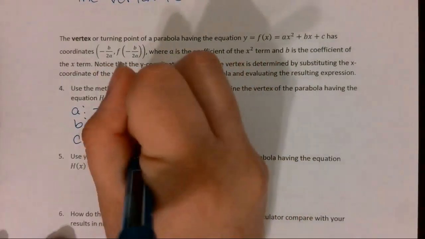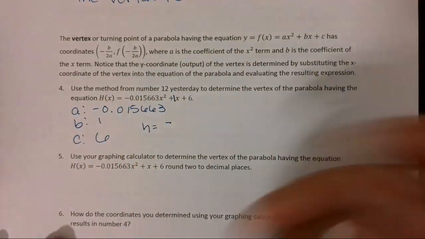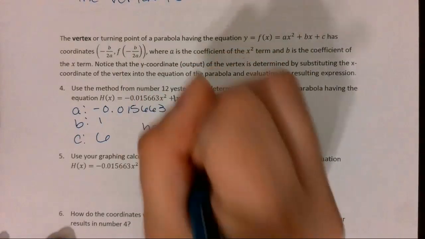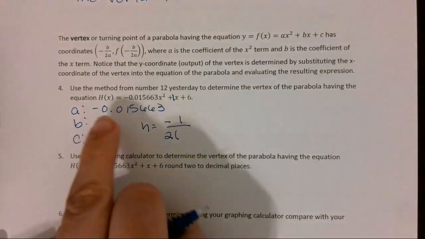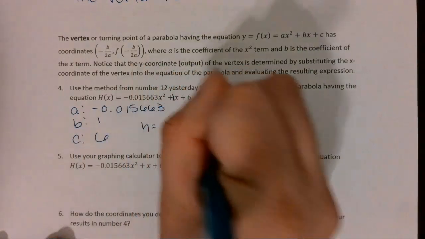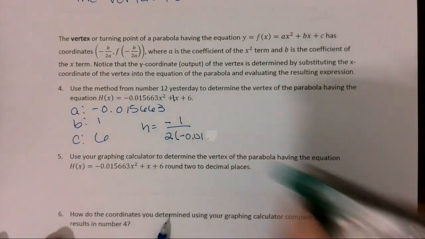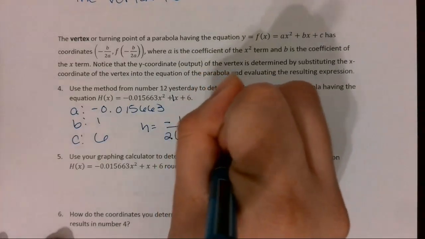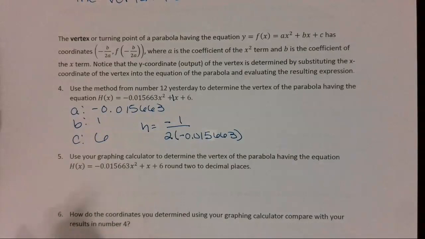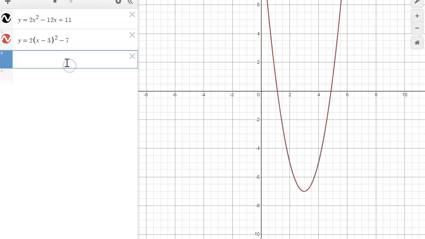Then I need to plug in to find h. So I have h equals negative b. So my b value is 1 over 2 times a. My a was that. That's a 5, not a 3. Okay, so what I'm going to do is, I am not going to do this one by hand. I'm going to go to Desmos and type that in. So I have negative 1 divided by 2, and then in parentheses, negative 0.015663, which gives me 31.9 for h.